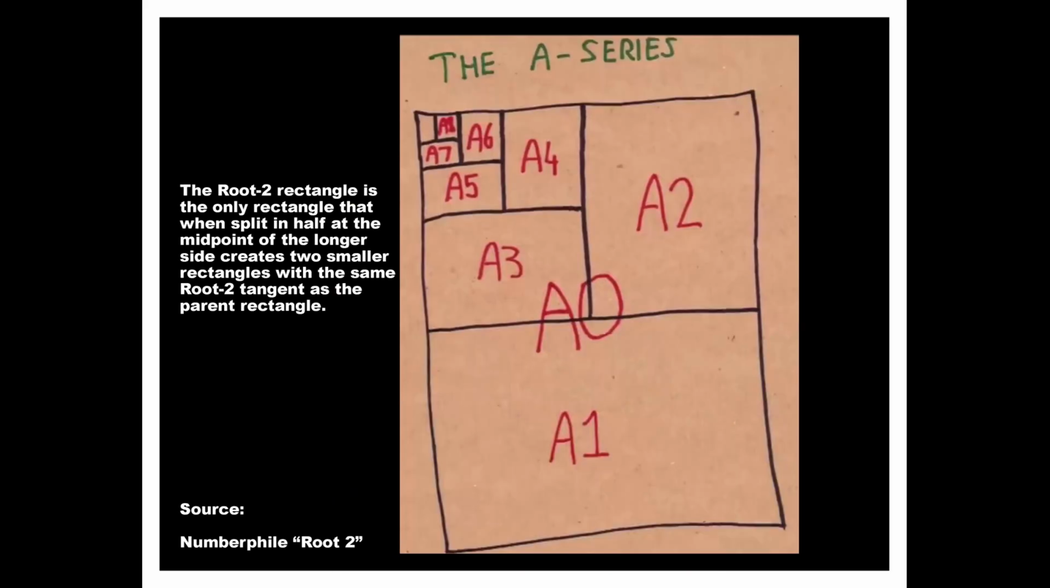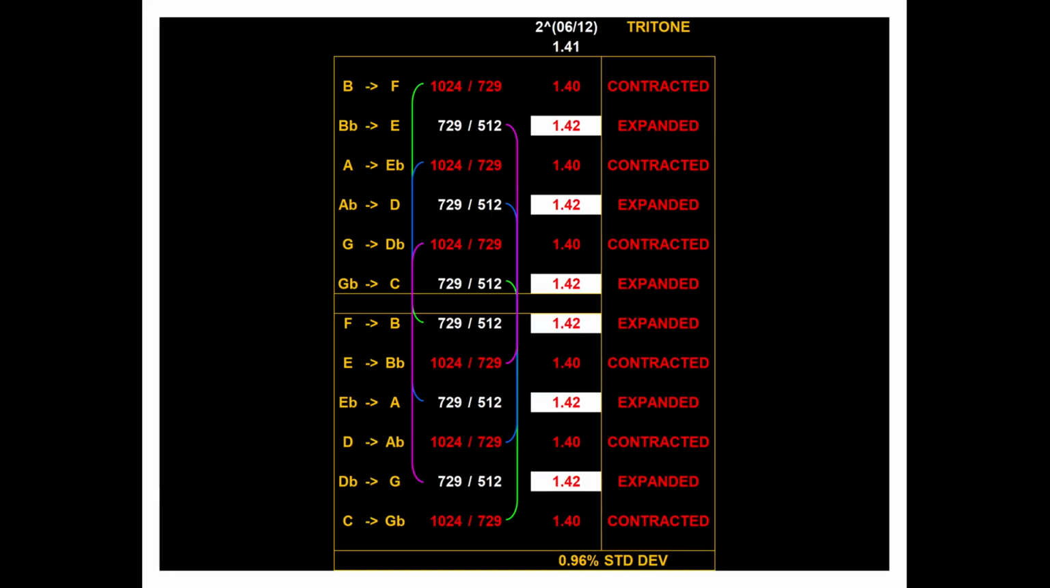And this is almost reminiscent of when we talked about the tritone in the equal temperament video, how it's based on root 2. And the root 2 rectangle is the only rectangle that, when split in half at the midpoint of the longer side, creates 2 smaller rectangles with the same root 2 tangent as the parent rectangle. So there's a self-replicating fractal holographic nature to root 2. And we see a semblance of that here in the tritone, where we have a microcosm of the whole music system contained within just this interval here.